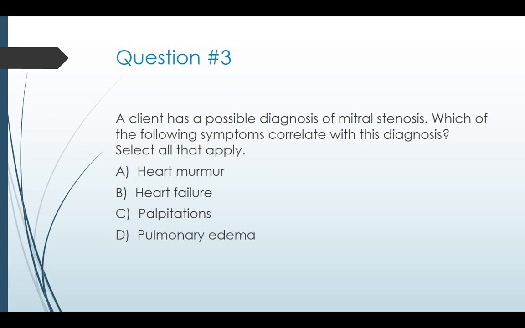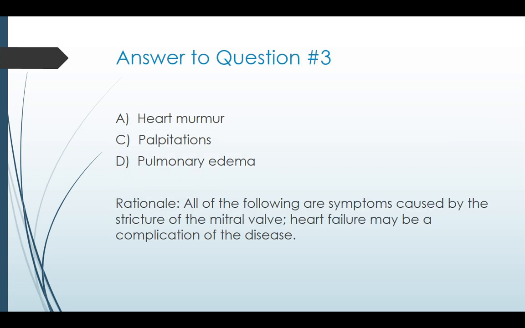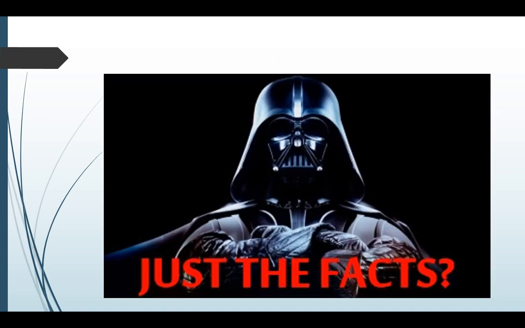Question 3. A client has a possible diagnosis of mitral stenosis. Which of the following symptoms correlate with this diagnosis? Select all that apply. There they are, all three of them: A, C, and D. The one that does not correlate is the heart failure. Okay? Just the facts. We're done with this one. Put it in the back, okay?